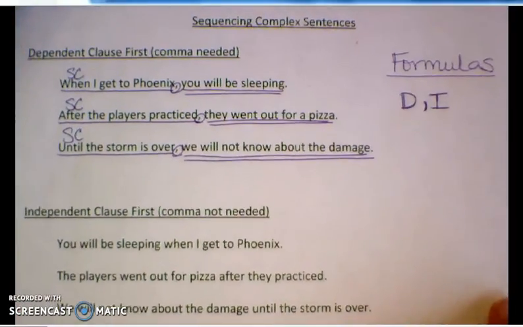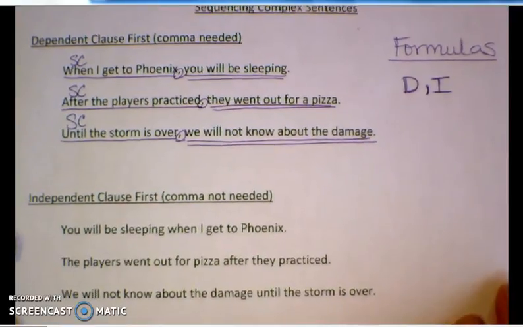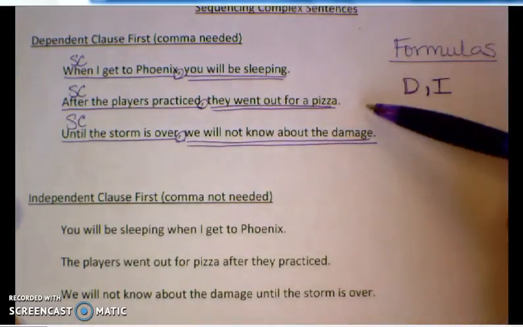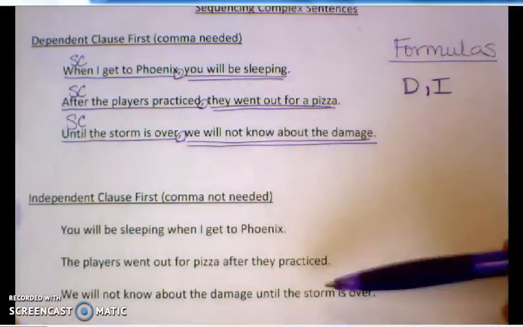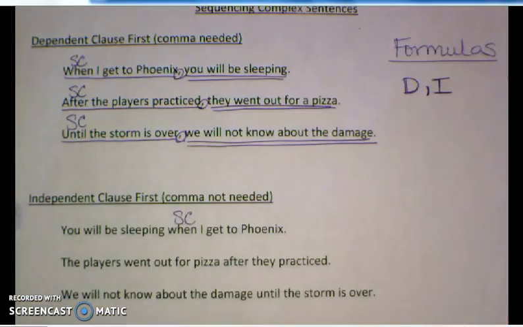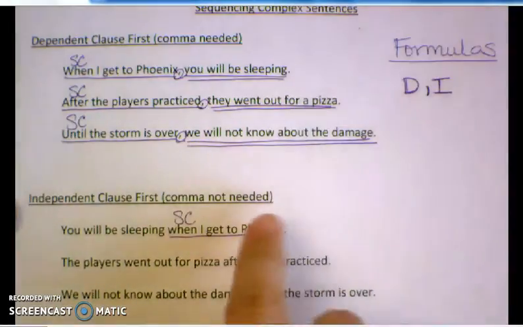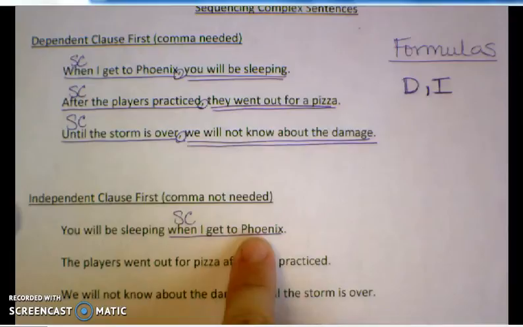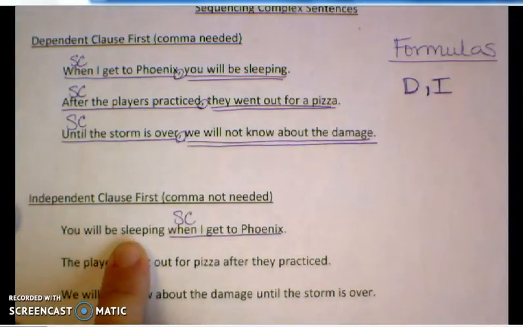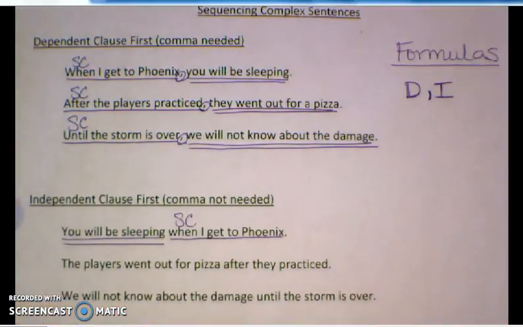The second way you can sequence or write your complex sentences is using the independent clause first. In this case, you don't need a comma. You'll see that we took the same sentences from above and just switched the ideas around. Here is my subordinating conjunction when. So when I get to Phoenix is my dependent clause, but it's second now. It's at the end of the sentence. You will be sleeping is my independent clause, and we're double underlining the independent clause. You will be sleeping when I get to Phoenix.